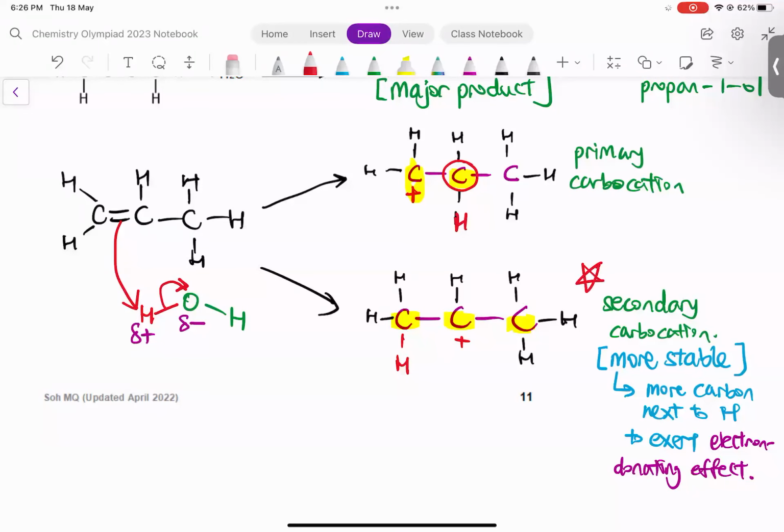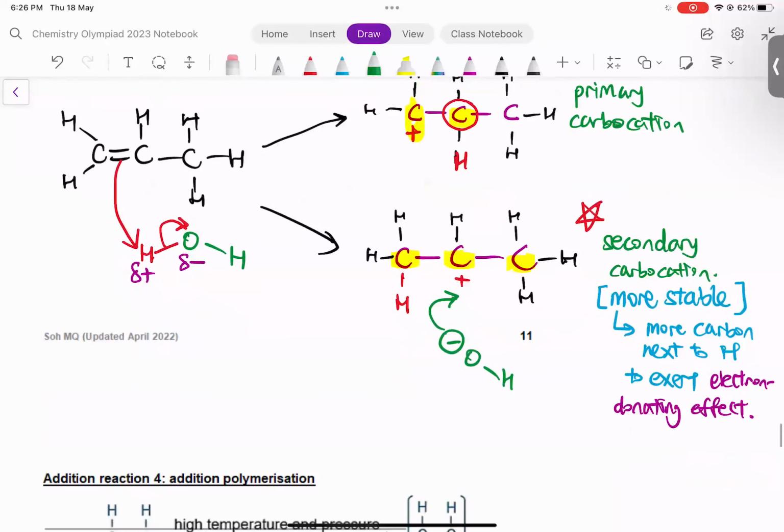So you think about it. Now the OH comes back. The OH has a minus charge. It will bond to the positively charged carbon. And that's why propan-2-ol is the major product.